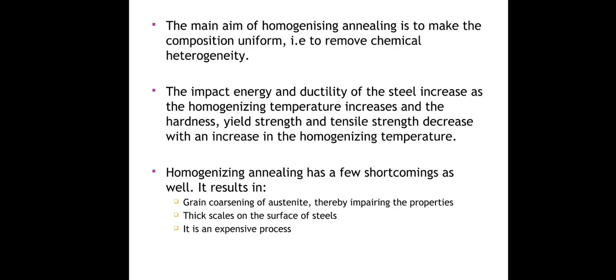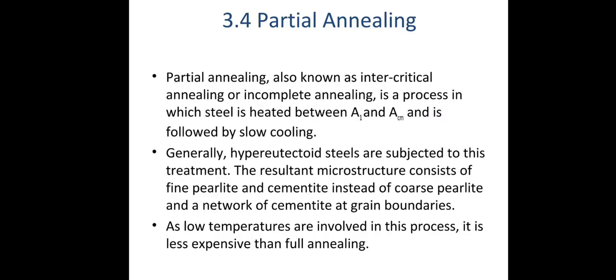Homogenizing annealing has a few shortcomings as well. It results in grain coarsening of austenite, thereby impairing the properties, and leaves thick scale on the surface of steel. It is an inexpensive process.